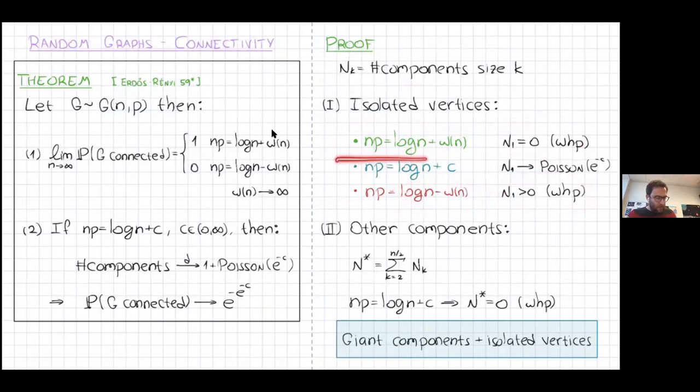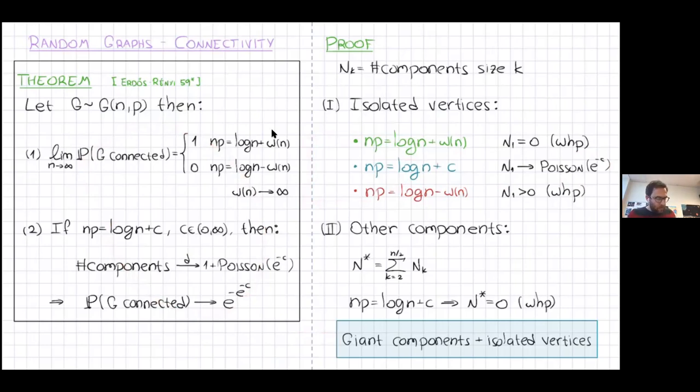And if you're at the critical window, you can show that there is a Poisson limit for how many isolated vertices there are. So basically the phase transition we see on the left is coming from what we see on the right for the isolated vertices. And so the second part of the proof aims to show that once you get very close to connectivity, aside from the isolated vertices, there is nothing else. There's just one giant component, as stated here: a giant component and isolated vertices and nothing else in between.